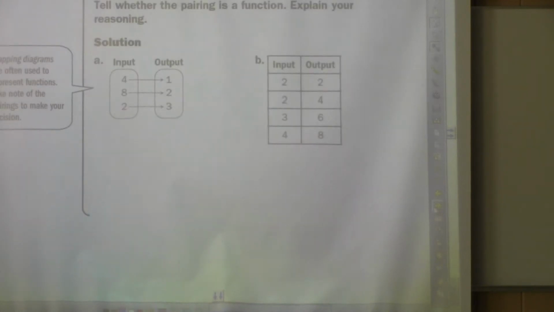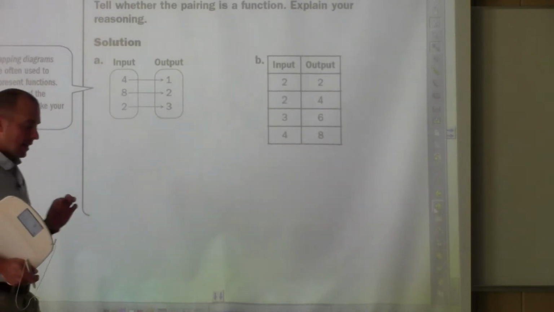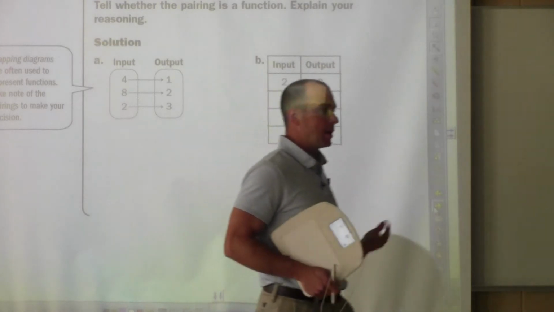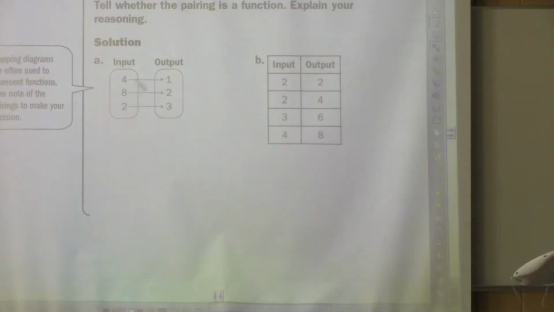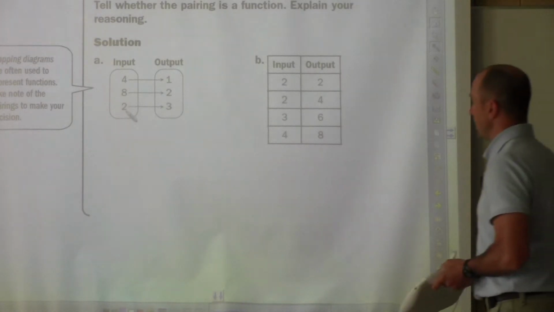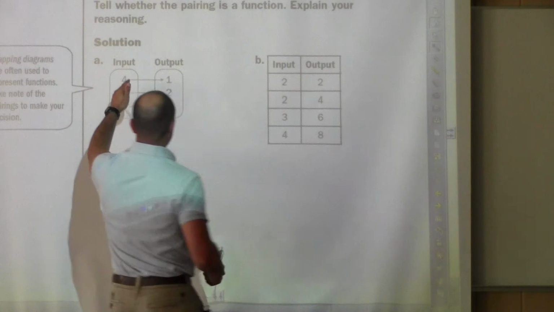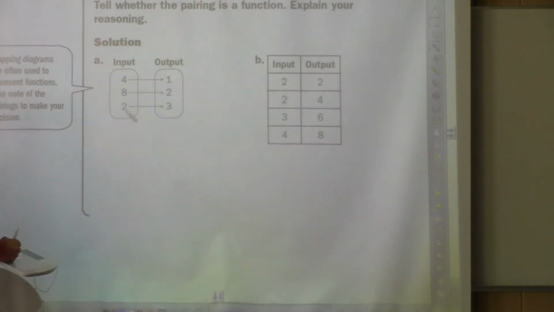Jump to example 2. Can you tell whether something is a function or not? Again, think of your vending machine. If I press a button, only one thing comes out. If I look at this example, is it a function? Well, when I press 4, I get 1. When I press 8, I get 2. When I press 2, I get 3. Every input only has one output. So letter A, yes, this would be a function. Letter B is not a function. Take a second to look and see if you can tell why.